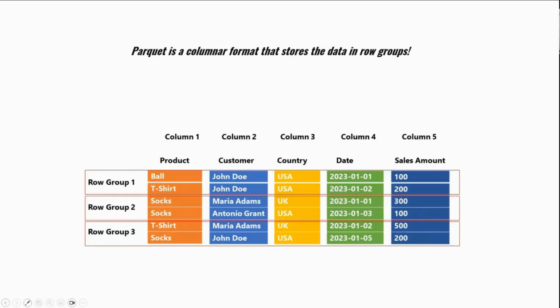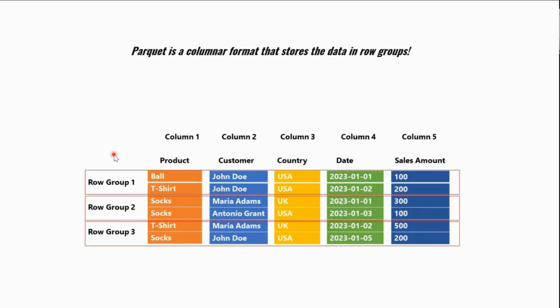Can anyone guess what would be the benefit of having the data in the form of row groups? No thoughts?